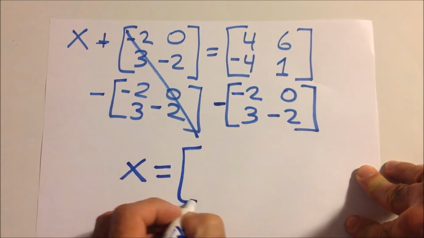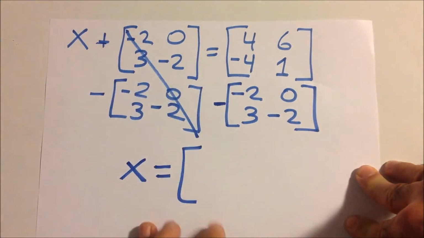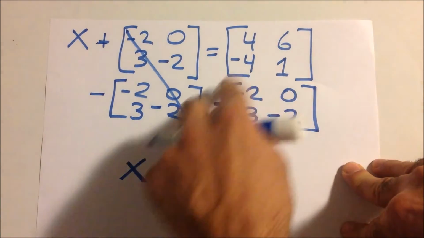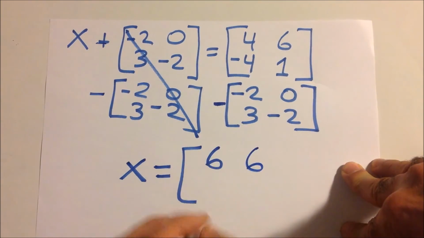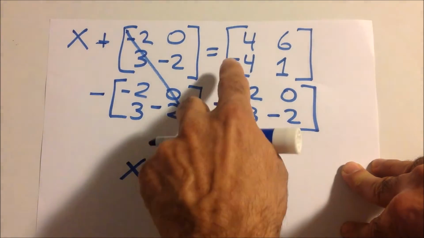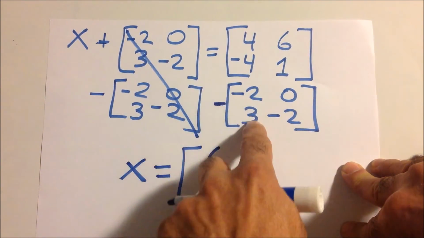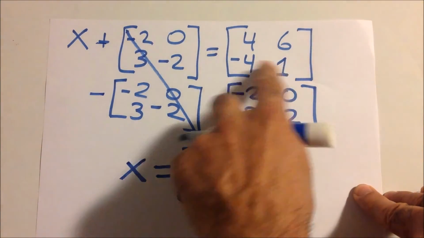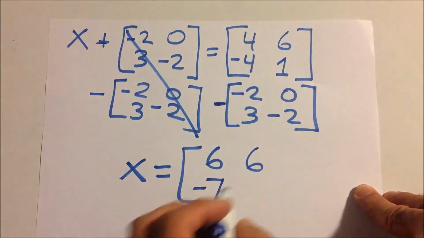So 4 minus minus 2, be careful, 4 minus minus 2 is 6. 6 minus 0 is 6. And then be careful here, we have a minus 4 minus 3, and that's a minus 7. And then we have 1 minus a minus 2, and that's 3.